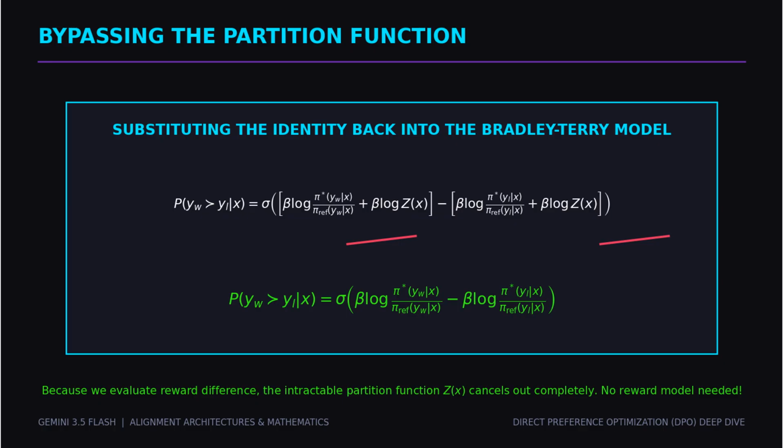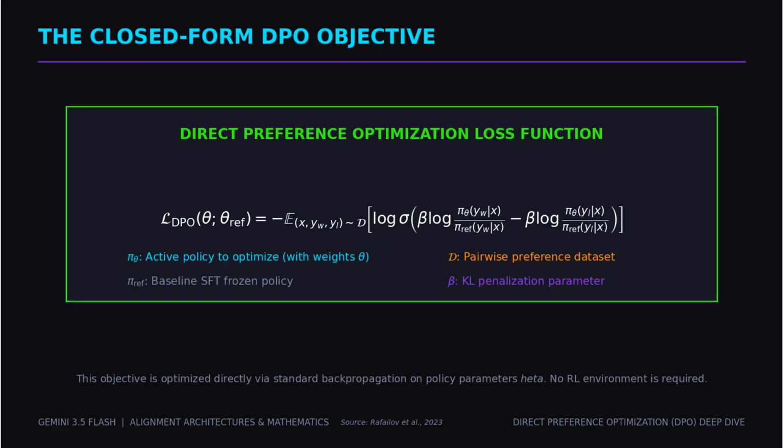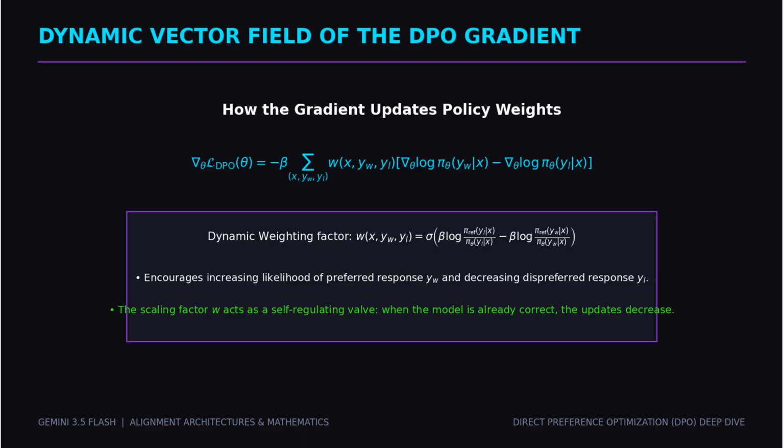We can express the human preference probability directly in terms of policy likelihood ratios. By eliminating the latent reward term, DPO derives a simple, closed-form binary cross-entropy loss function. The DPO loss is optimized directly over the policy parameters theta relative to the reference policy theta ref. The loss is computed as the negative expectation over preferred and dispreferred pairs of the log sigmoid of beta times the log ratio of the policy ratios.